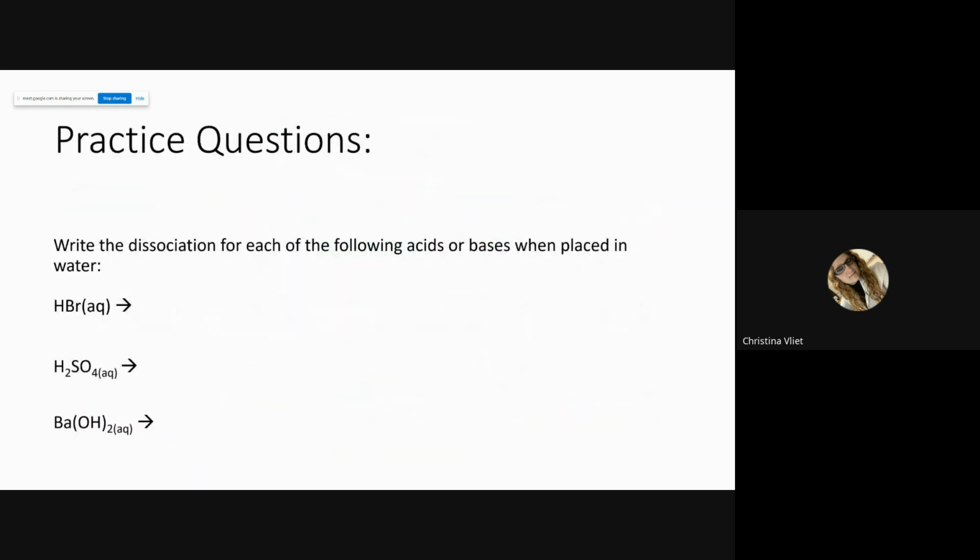So then the first type of practice question, write this down, is: write the dissociation for each of these acids or bases. How do they break apart and why? You've got HBr, you've got H2SO4, and you've got Ba(OH)2. So think about what I showed a couple of slides ago. How would you write the dissociation for each of the following acids or bases? How would they break apart?